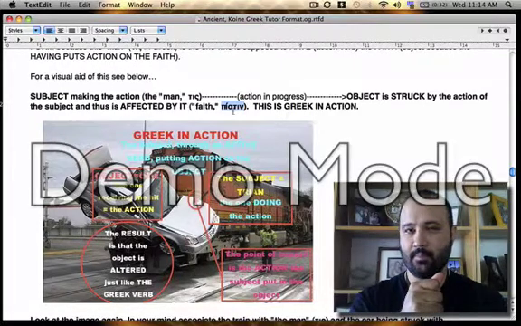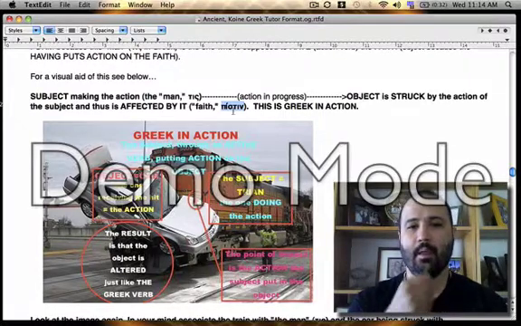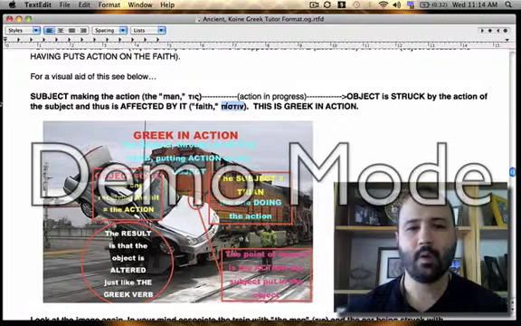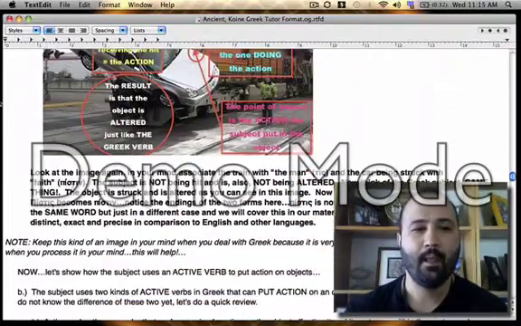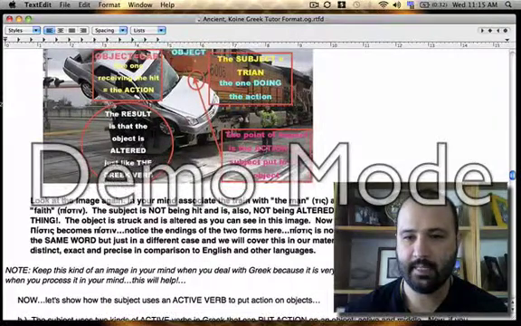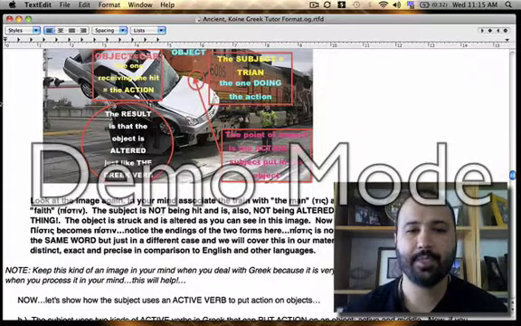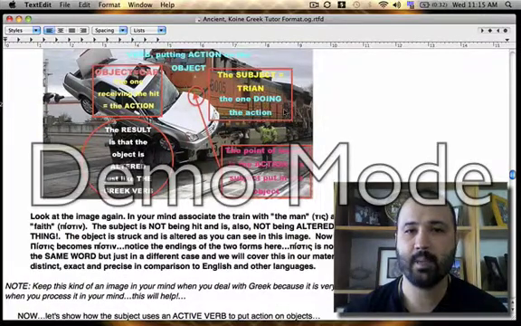Okay? Note that. For the most part, most of the time, it's going to be an object. It's being altered. Look at the image again. In your mind, associate the train with the man, tis, and the car being struck, with faith, pistin. The subject is not being hit, and is also not being altered. This is not being altered, but this car is. This train is so powerful it could smash up this car and nothing will happen to it, right?